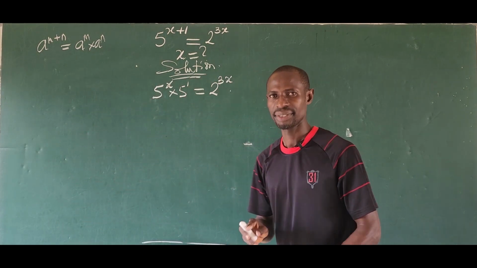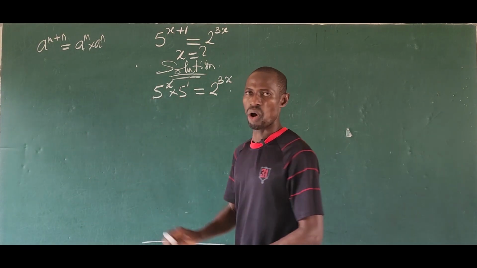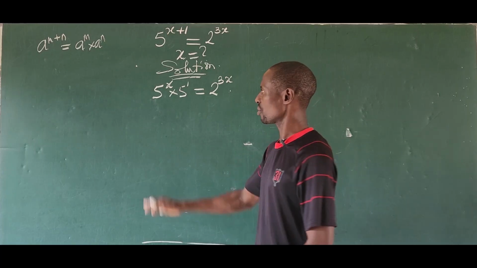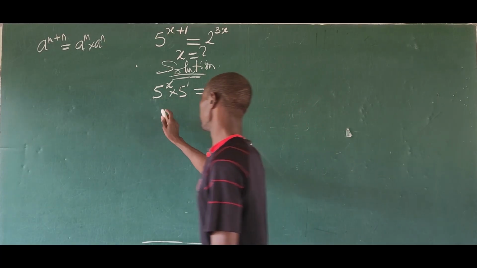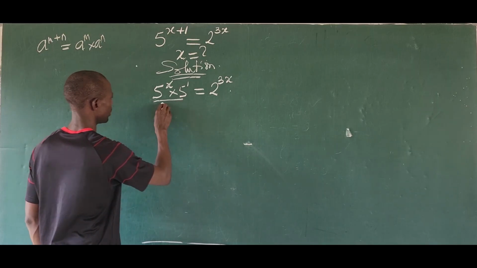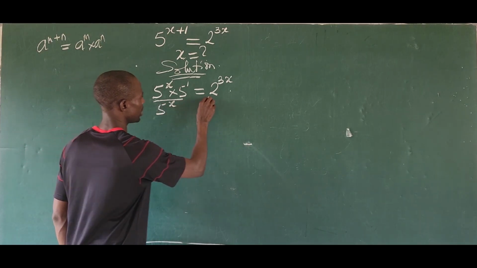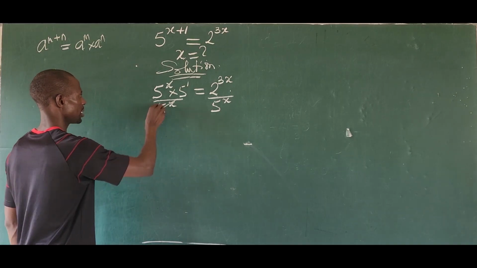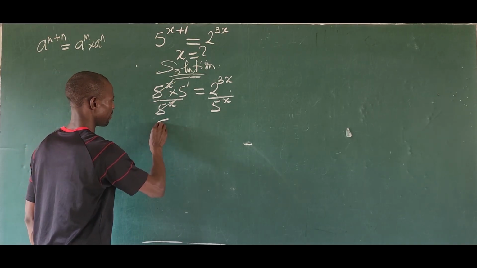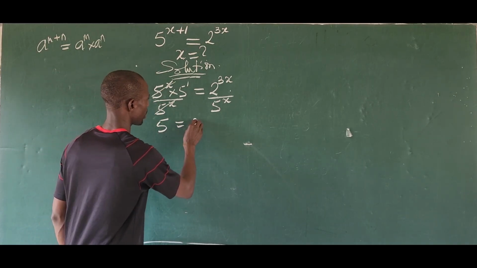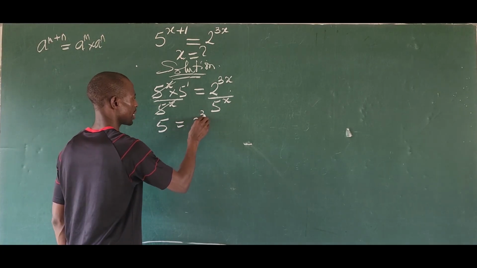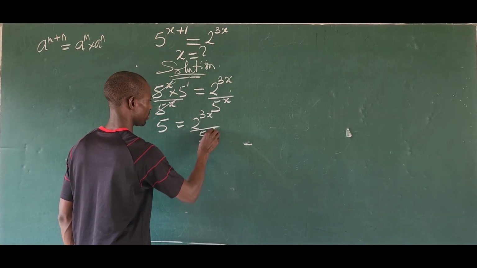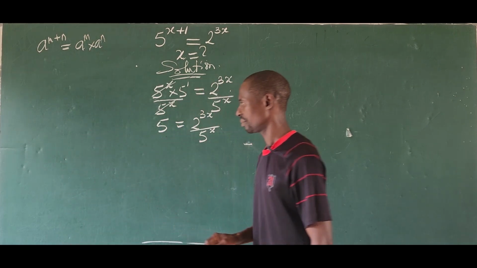Easy. All right, now we want all the terms having x as the exponent to be on one side, and so we want to cancel out this. So we're going to divide through by 5 to the power of x. We equally divide this by 5 to the power of x. So this and this will leave. So we have 5 is equal to 2 to the power of 3x, all over 5 to the power of x. Good.